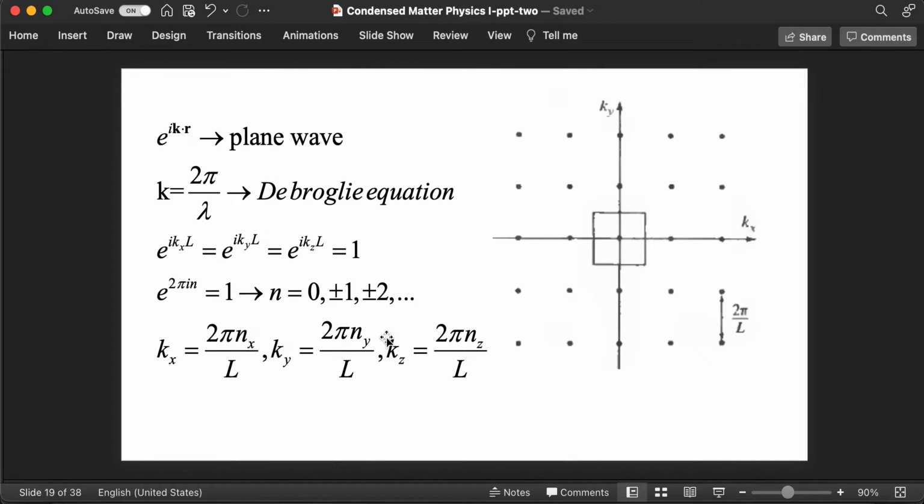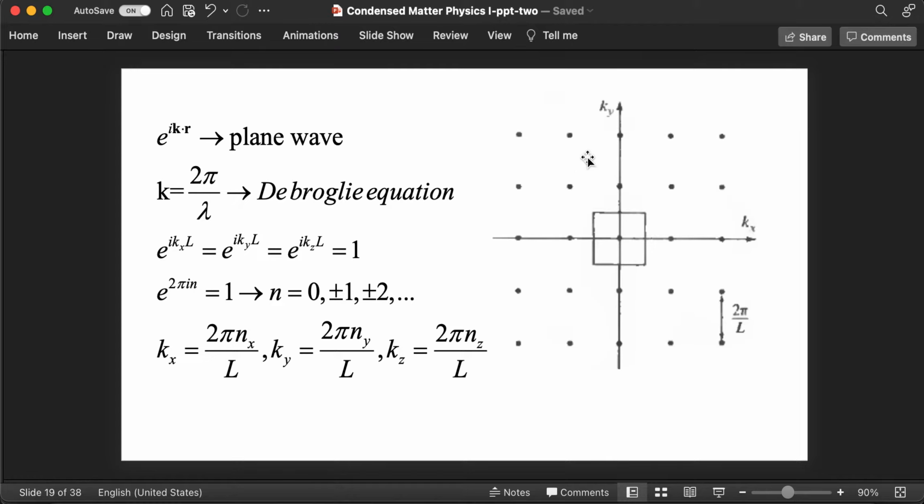Now if I impose the von Karman boundary conditions on the wave function, you can show that e power i kx L, e power i ky L, and e power i kz L should be equal to 1. This means that kx, ky, and kz are quantized in this fashion. nx, ny, and nz are integers, that is, they can have 0, plus or minus 1, plus or minus 2, and so on. It's fairly simple to show that. You can just pause the video and show that in a moment.